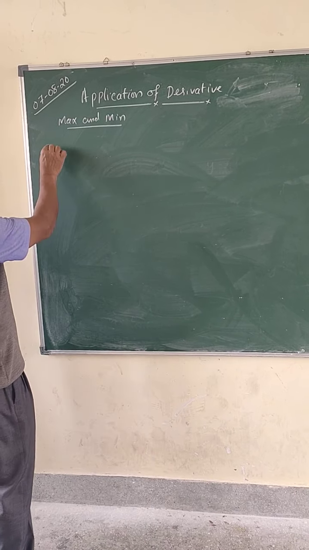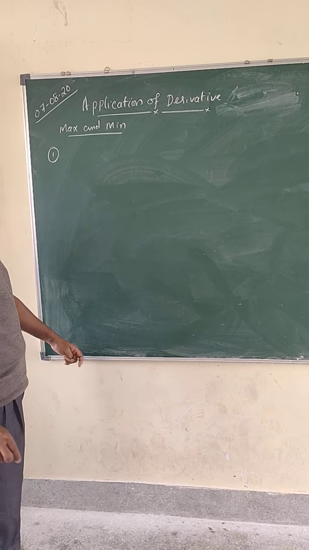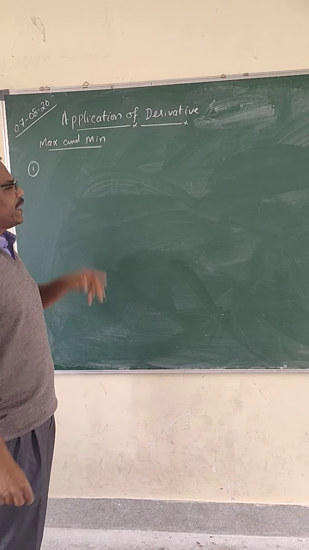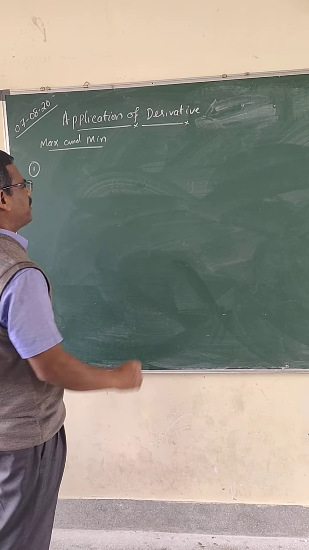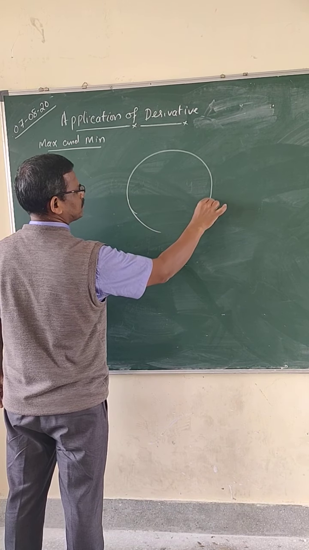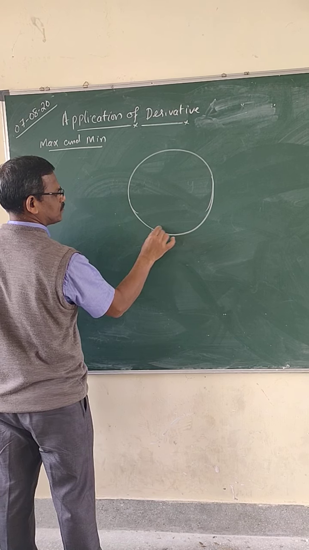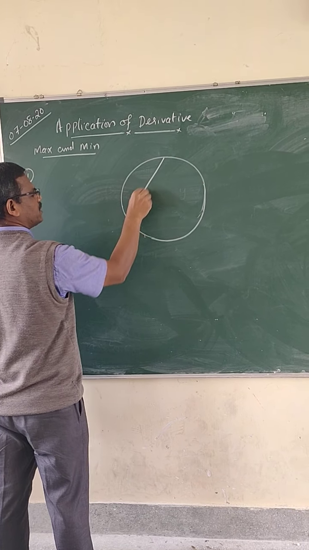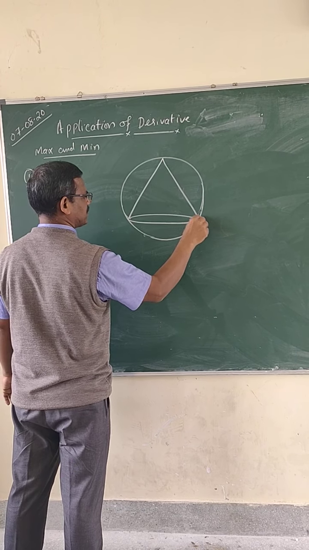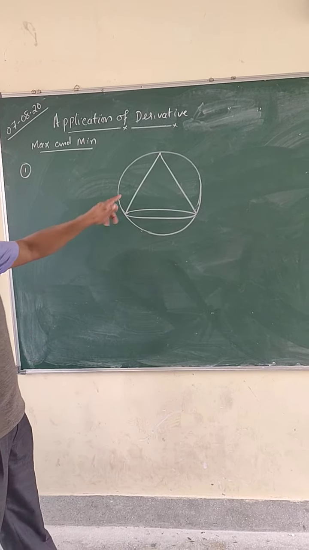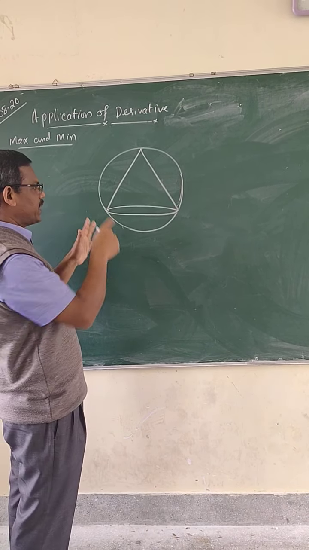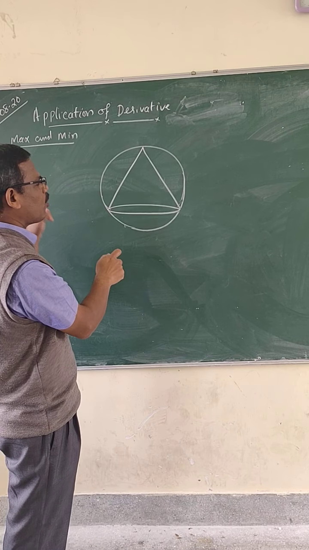Now the one question which I would like to explain is: a cone is inscribed in a sphere. Sphere is given. A cone is inscribed in the sphere. That means this sphere is a fixed, given sphere. In that you can inscribe the cone in many ways.